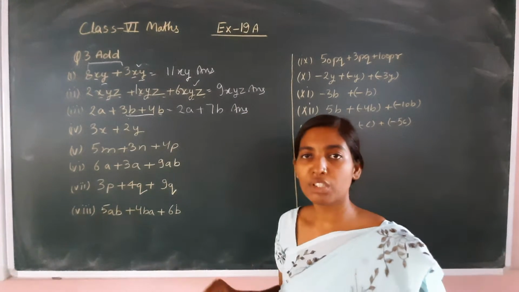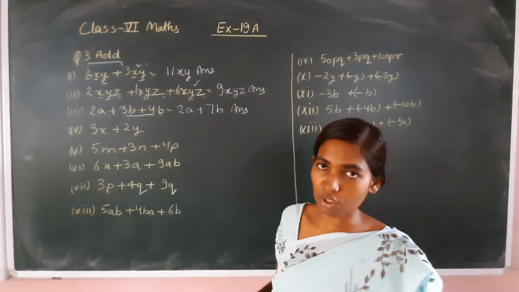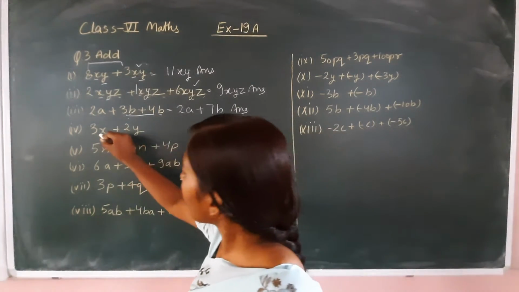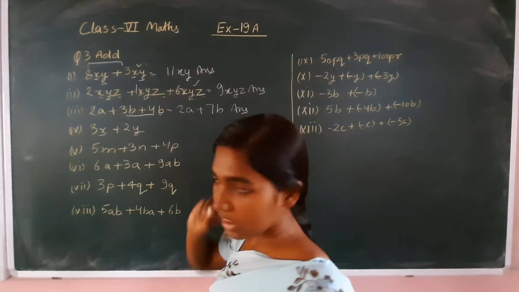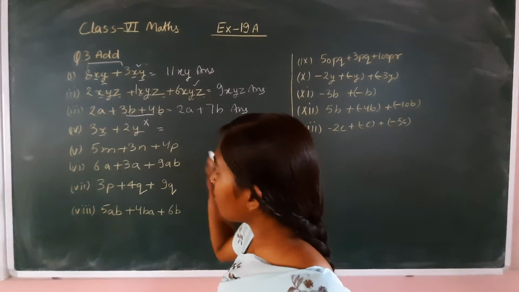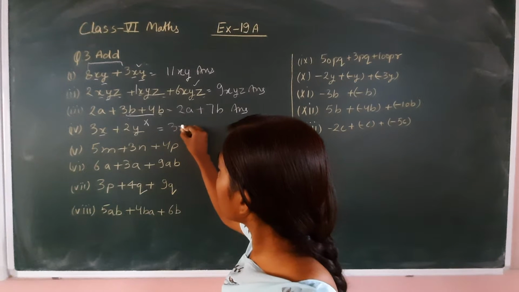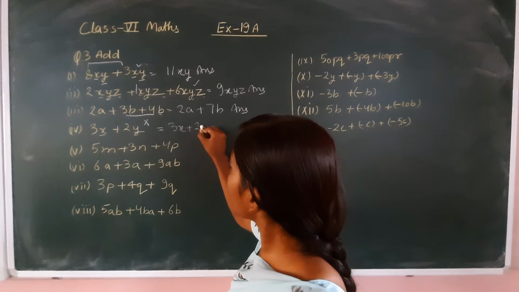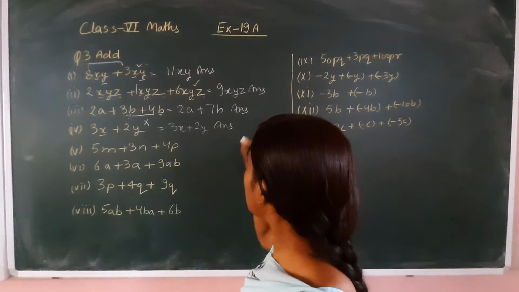In any kind of question, you have to check that only, whether these are like terms or not. Now come here. Here is variable x, here is variable y. Are they like terms? No, they are not like terms. So there will not be any addition or subtraction. So the answer will be as it is, 3x plus 2y. This is the answer.